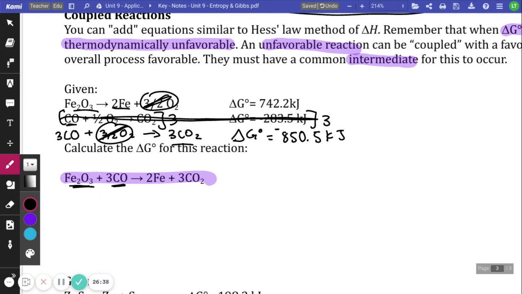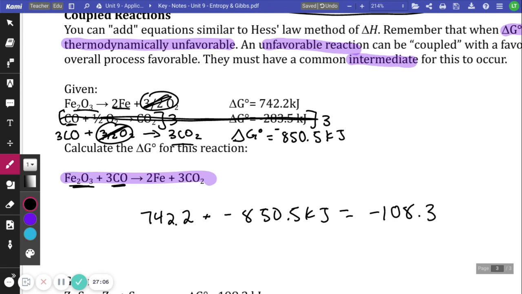Then all we do is add our delta G's together. So we have 742.2 plus negative 850.5. Add them together and I get negative 108.3 as my delta G value. That is negative, so this reaction would happen because, again, we coupled that non-favorable reaction with a favorable reaction. And it's very similar to Hess's law.